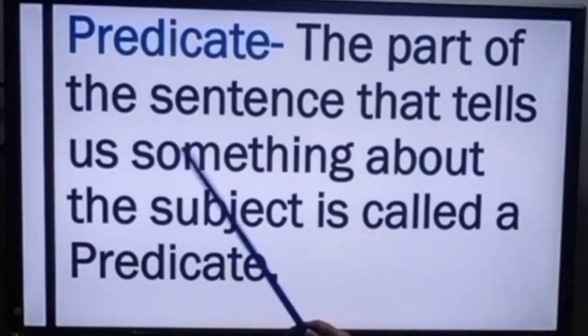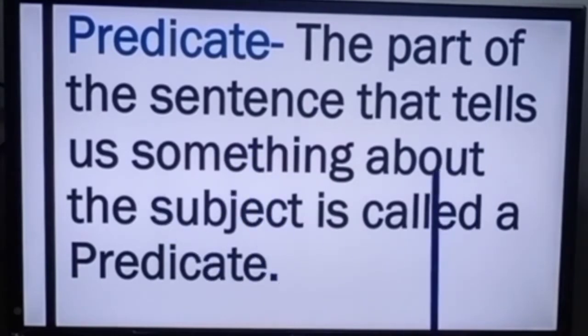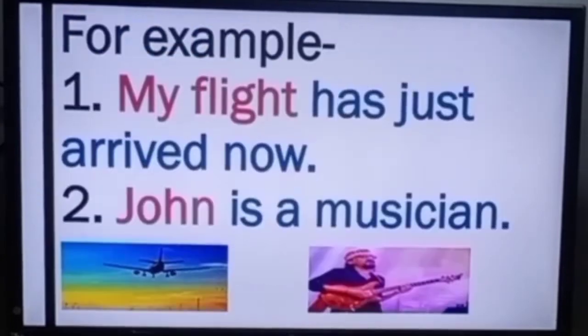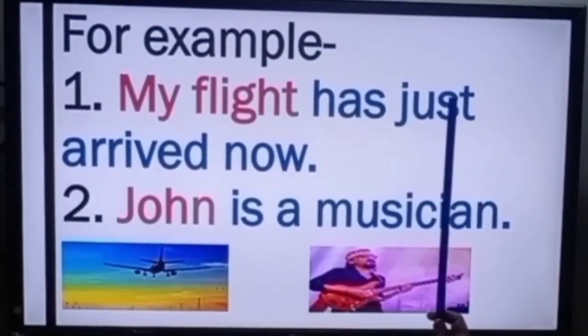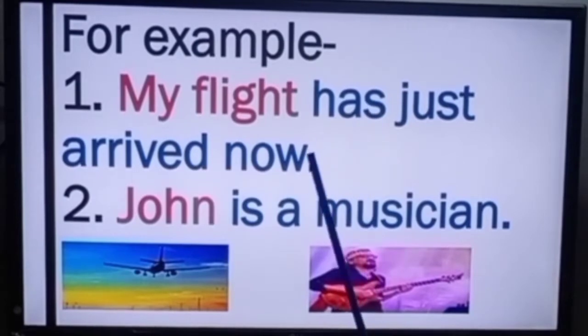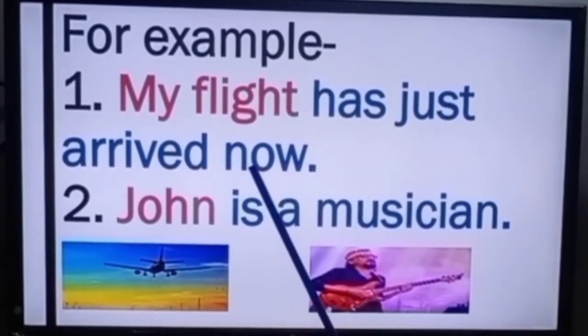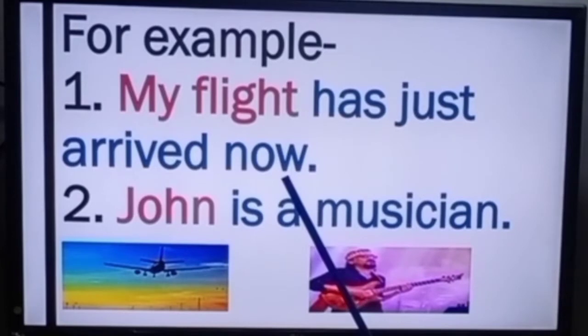Predicate. The part of the sentence that tells us something about the subject is called a predicate. We can say that predicate tells us something about the subject. For example, my flight has just arrived now. So in this sentence, has just arrived now is the predicate part because it is telling something about the subject, my flight. John is a musician. In this example, is a musician is the predicate part because it is telling something more about John, right?